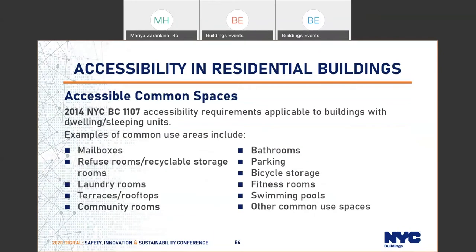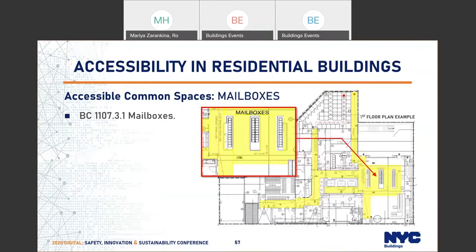Examples of accessible rooms or spaces include mail rooms or mailboxes, refuse rooms and recyclable storage, laundry rooms, terraces, rooftops, community rooms, bathrooms, parking, bicycle storage, fitness rooms, swimming pools, and other common use spaces. Well, maybe swimming pools is not that common, but it's still possible to have it in the common space of a residential building. So we'll start out with the mail rooms and mailboxes.